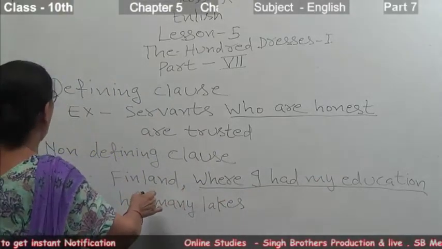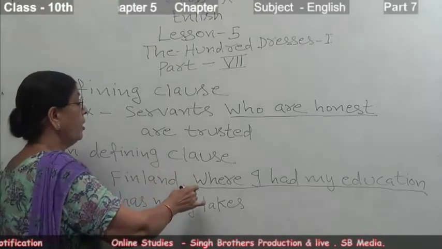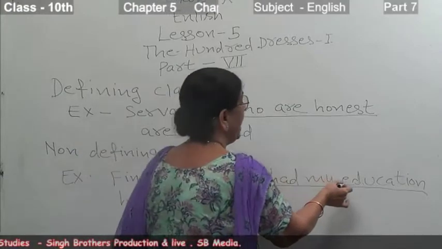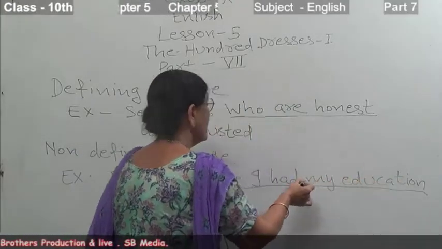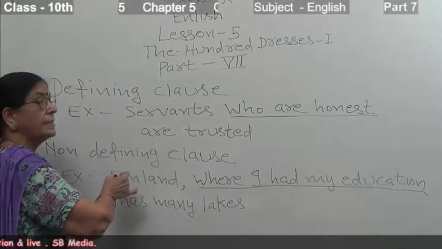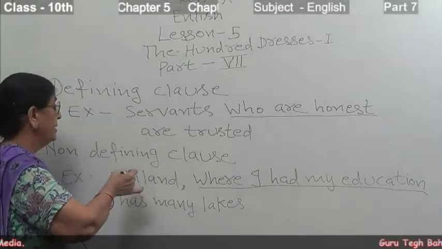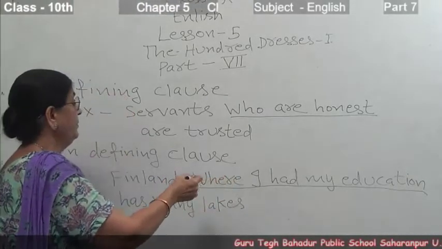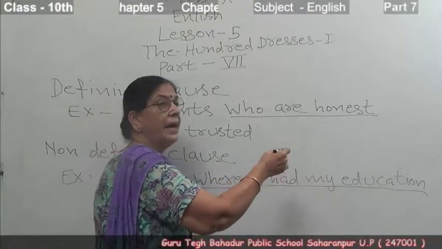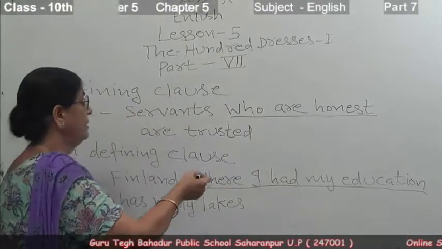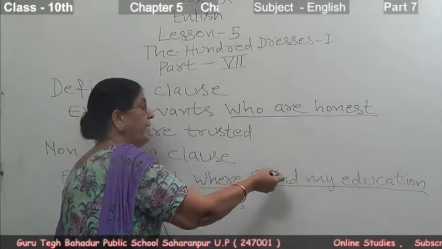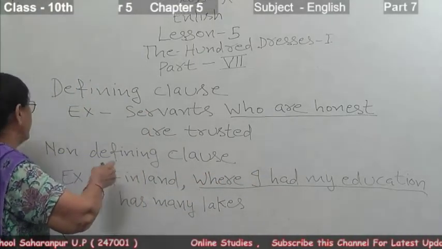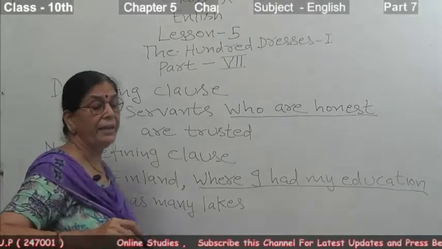This is an example of a non-defining clause because the clause "where I had my education" is not telling us anything about the subject, Finland. It is additional information that I had my education in Finland. So, where the information is not about the main subject, that is termed a non-defining clause.